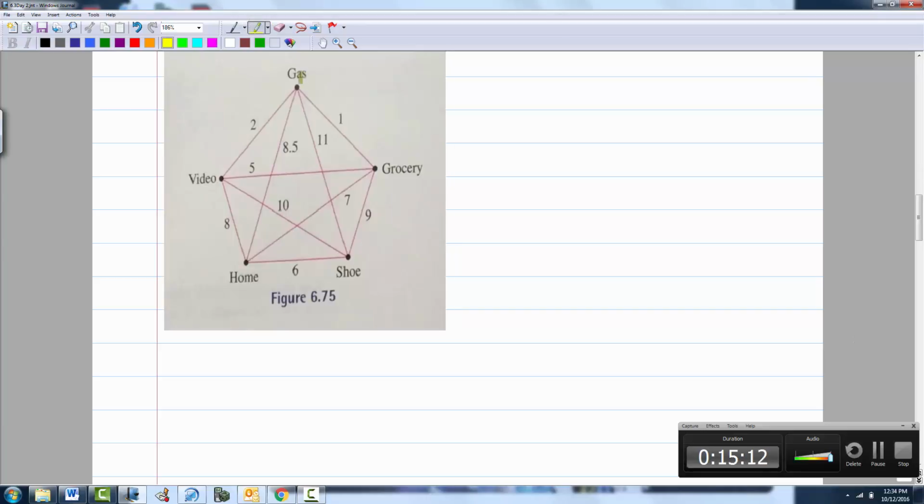First thing we're going to start with is from the gas store. Now, again, was this exactly right? I think I did have gas and grocery. Did I have shoe store down here in this corner? No, I didn't. I had it switched, right? I had home and shoe switched. Not a big deal. Okay, this is the graph I'm using, because it works better for how I'm marking this.